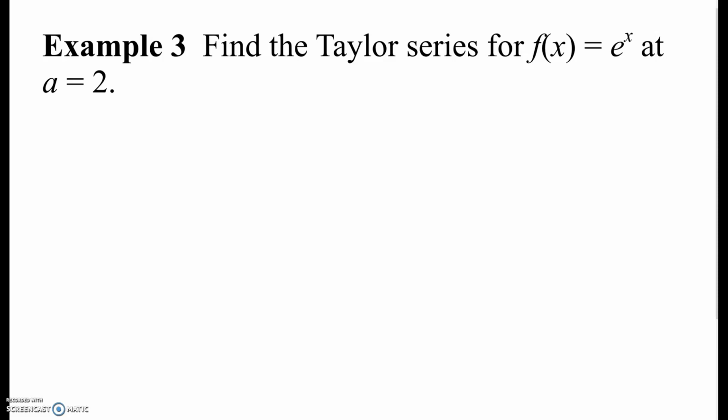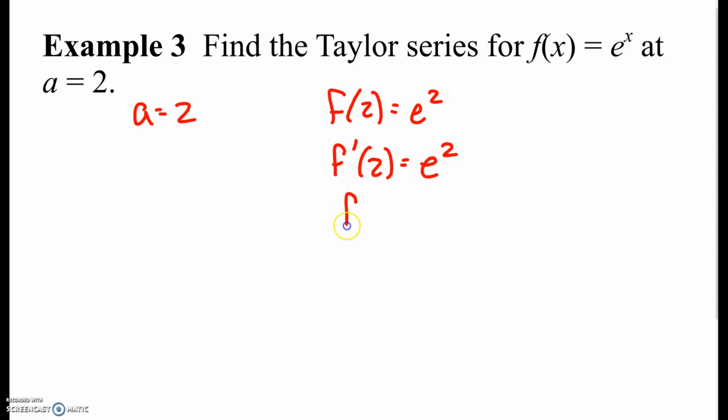So if we wanted to find a Taylor series for e to the x at a equals 2, in this case a equals 2, we would have to evaluate f at 2, f prime at 2, f double prime at 2, and so on.